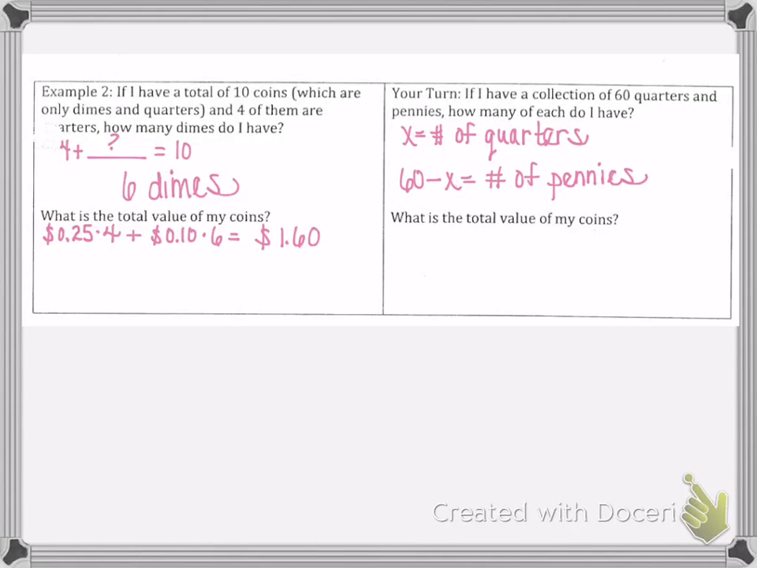So if you set X equal to the number of quarters, your number of pennies is going to be represented by 60 minus X, but those could also be switched. You could also have X being the number of pennies, which would make the number of quarters 60 minus X. To find my total value of my coins, I'm going to set up the expression 0.25 times the number of quarters, which is X, plus 0.01 of a dollar times 60 minus X. And in this case, these parentheses are necessary because the value needs to go to both pieces.